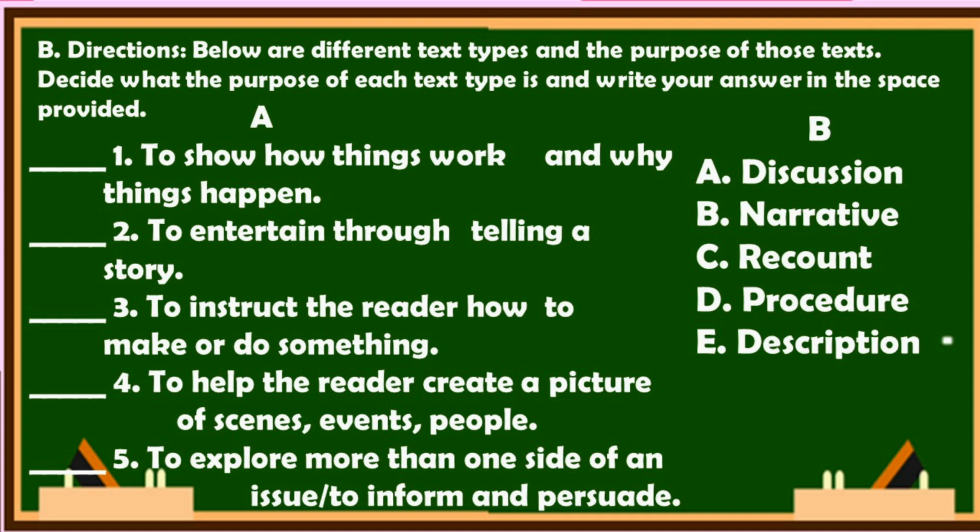Letter B, directions: below are different text types and the purposes of those texts. Decide what the purpose of each text type is and write your answer in the space provided. You're going to choose your answer in column B. We have A, discussion, B, narrative, C, recount, D, procedure, and letter E is description. You're going to write only the letter of the correct answer on the blank before the number.